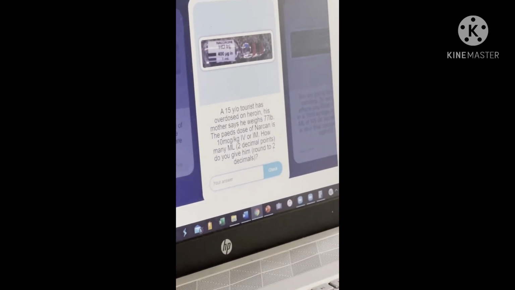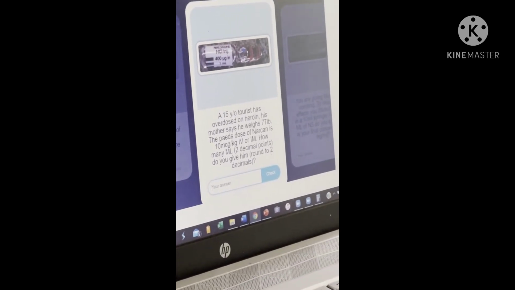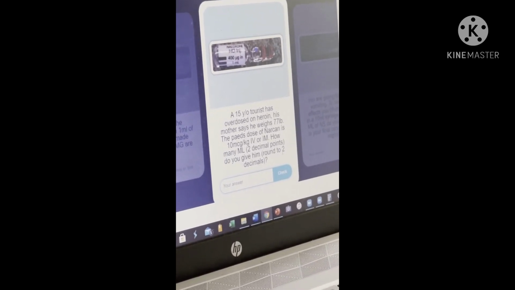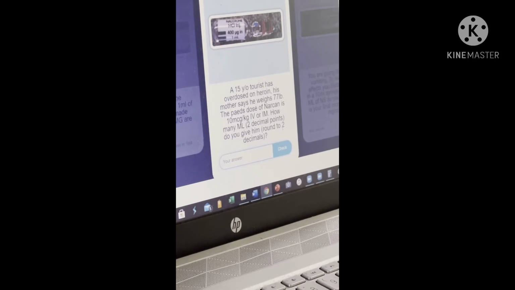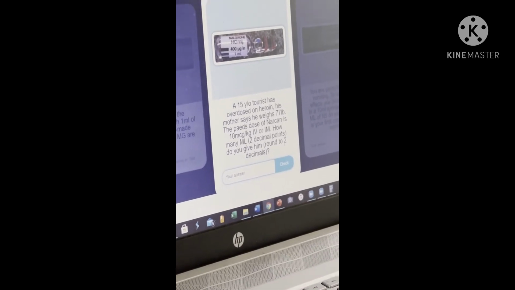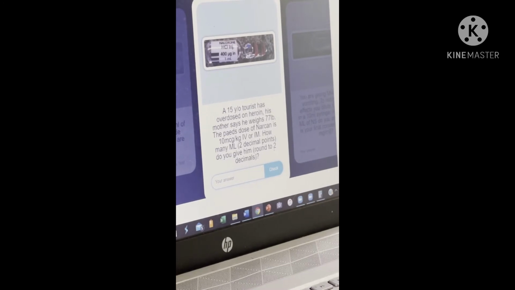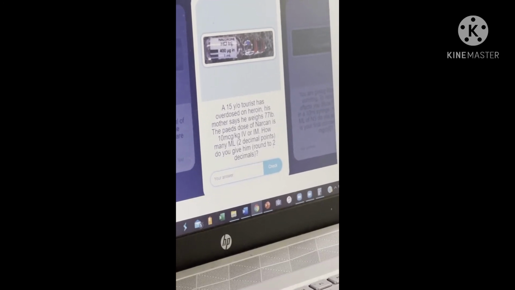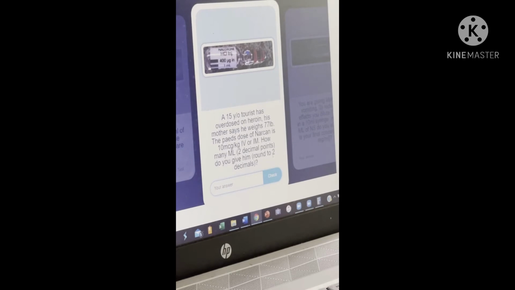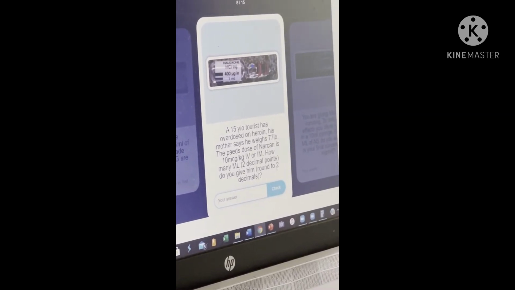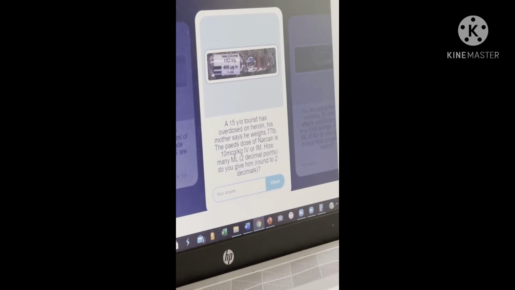Question 15. A 15-year-old tourist has overdosed on heroin. Naughty boy. His mother says he weighs 77 pounds. The PEDS dose of Narcan is 10 micrograms per kilo IV or IM. How many mils do you give him, rounded to 2 decimal places?